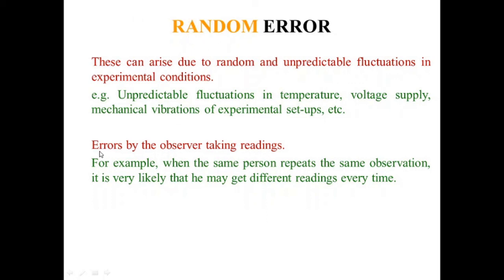And also it can be errors by the observer taking the readings. For example, when the same person repeats the same observation under the same condition, sometimes it can be observed that he will get different readings every time. Even though all the circumstances are the same, the readings may vary. So the only possibility is that we change the observer and somebody else takes the reading, so that we can get the correct reading. Such error we call the random error.